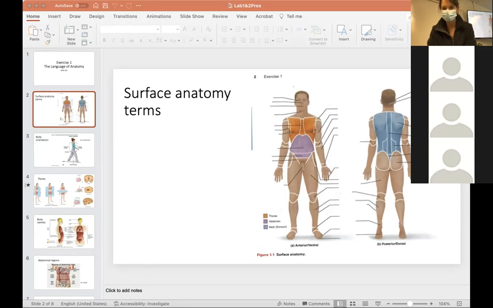Okay, so for those of you on Zoom, I just uploaded Lab 1 and Lab 2 to Canvas. So if you need copies of those, if you don't have the lab manual yet, you can use those and fill out that diagram on page 2. So I'm going to give you all a few minutes to look at that.